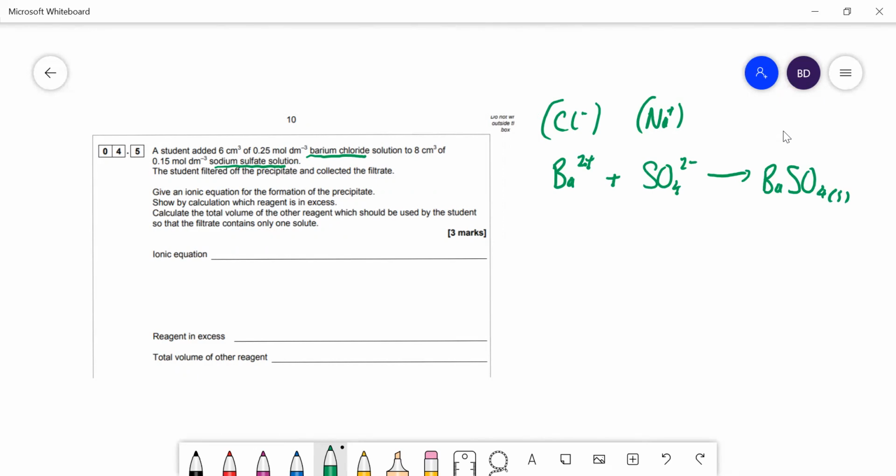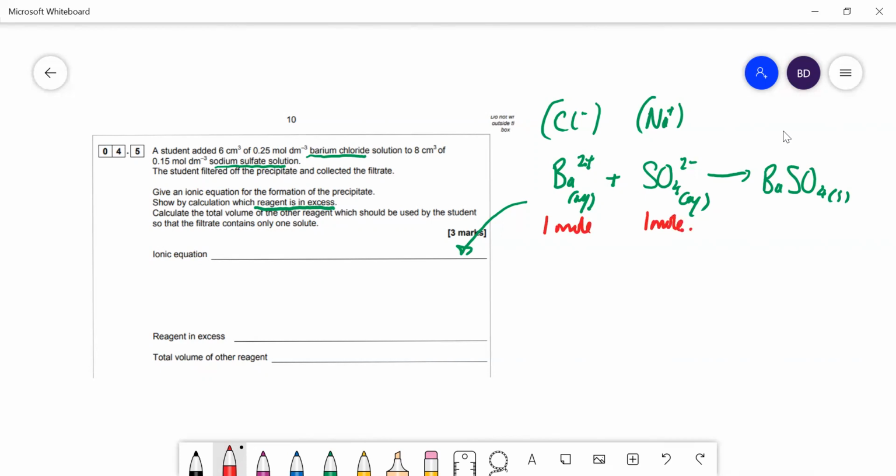So that is the ionic equation. I'll put state symbols in there. Okay, so they react in a 1-to-1 ratio. And it says, show by calculation which reagent is in excess. So we can see they do react in a 1-to-1 ratio, the barium ions and the sulfate ions.